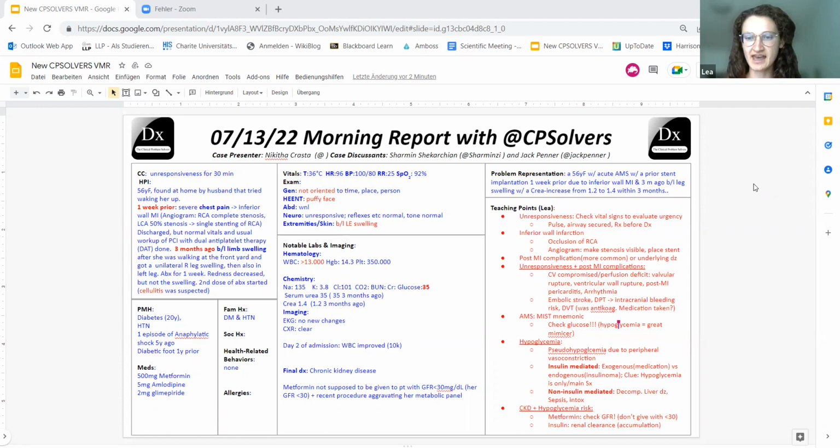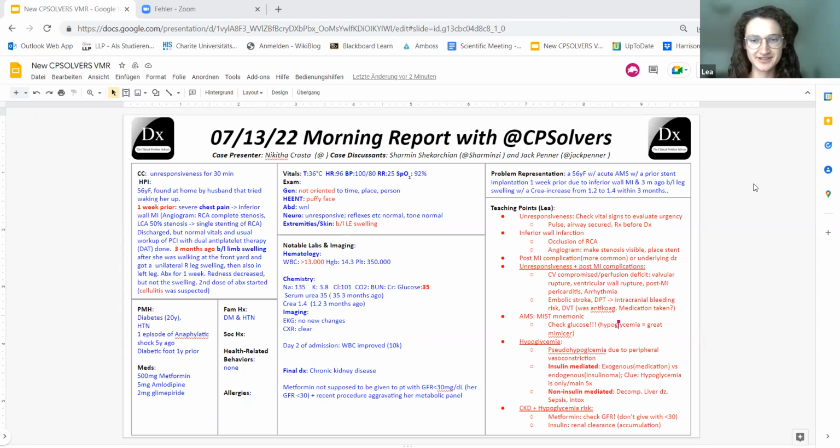And non-insulin mediated would be, for example, in case of an infection or sepsis where there is more consumption as well. And then finally, in this case, we had a person who had chronic kidney disease, and this person was also at a higher risk for hypoglycemia.